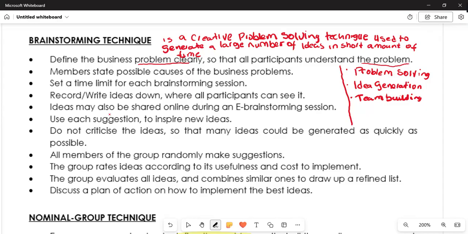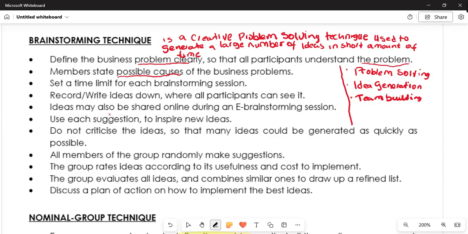Now members state possible causes of the business problem. Maybe it's due to intensive competition. There are more competitors offering the same products and services. Maybe it can be because of the high prices that the business is charging. So maybe those will be the reasons why it is facing the challenge of declining sales.